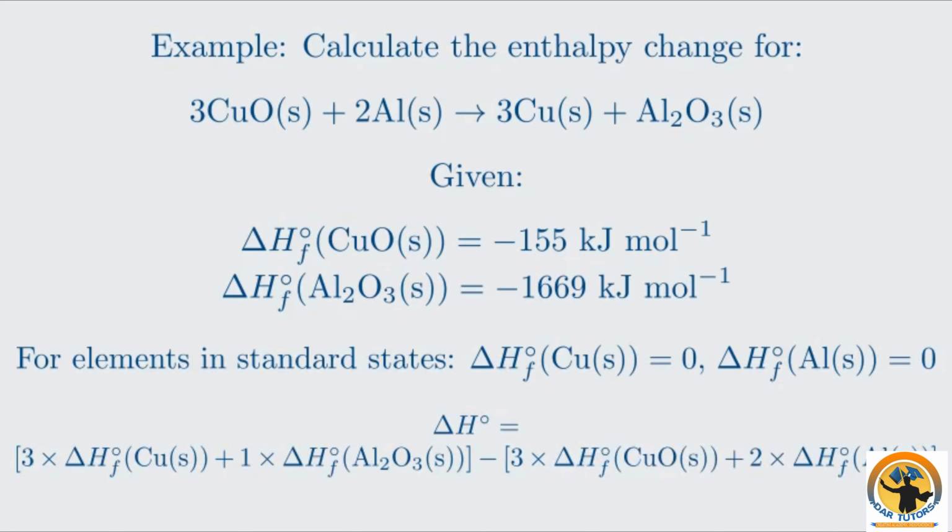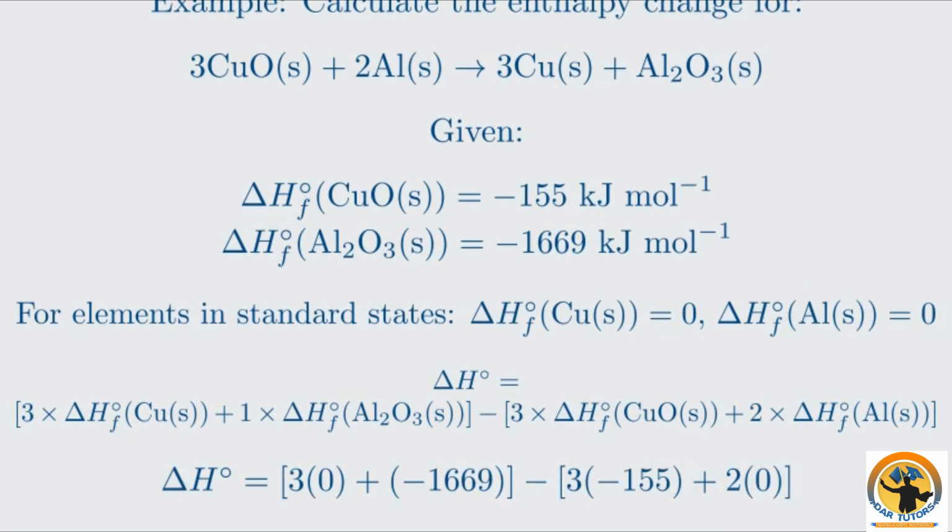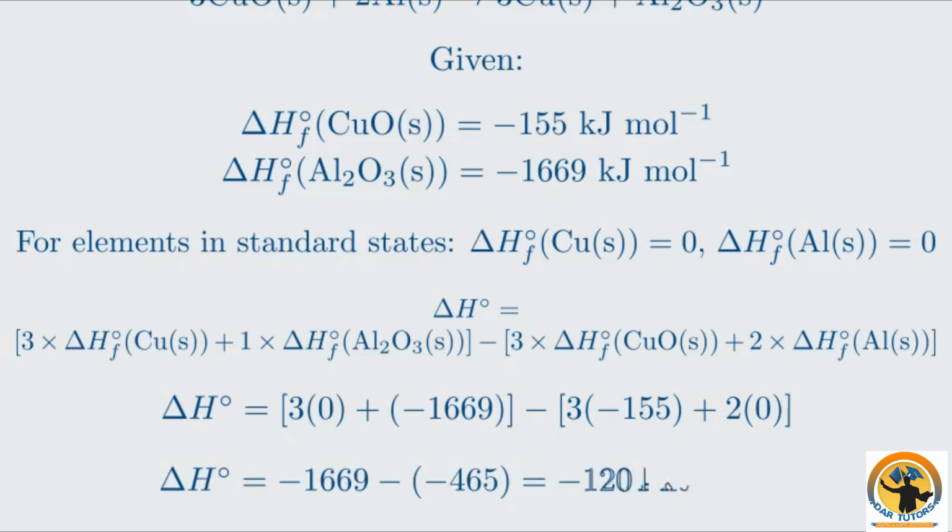We apply our formula. Delta H is the sum of product formation enthalpies minus the sum of reactant formation enthalpies. Now we substitute the values. The product side is 3 times 0 for copper, plus negative 1,669 for aluminum oxide. The reactant side is 3 times negative 155 for copper oxide, plus 2 times 0 for aluminum. This simplifies to negative 1,669 minus negative 465, which is negative 1,204 kilojoules per mole. The negative sign indicates that this reaction is exothermic.